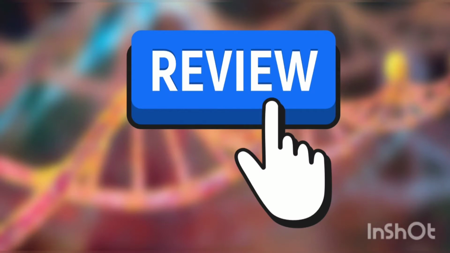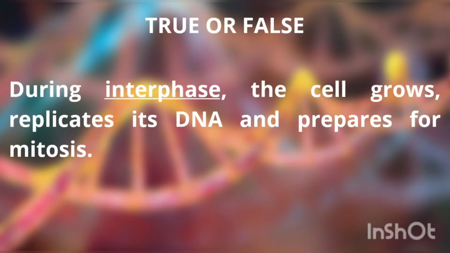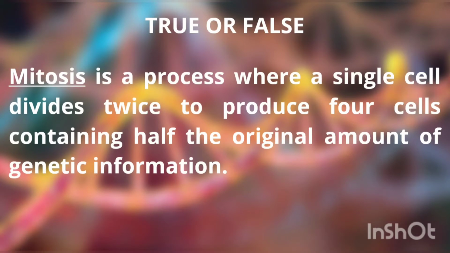Let us have a review of what we have learned last time. True or false? During interphase, the cell grows, replicates its DNA, and prepares for mitosis. If your answer is true, then you are correct. Next, mitosis is a process where a single cell divides twice to produce 4 cells containing half the original amount of genetic information.